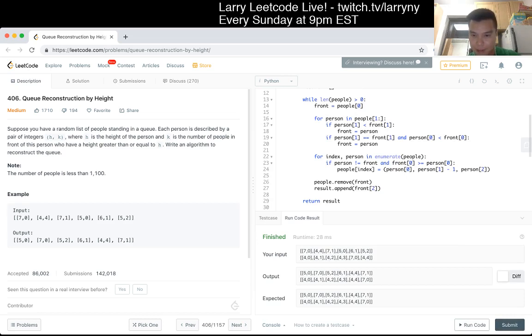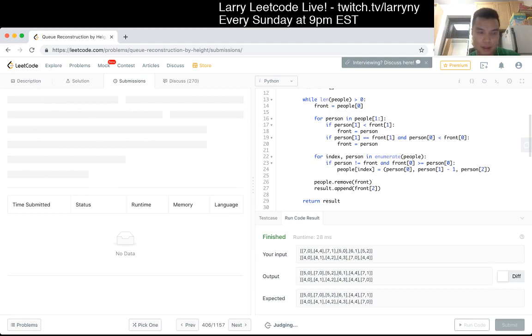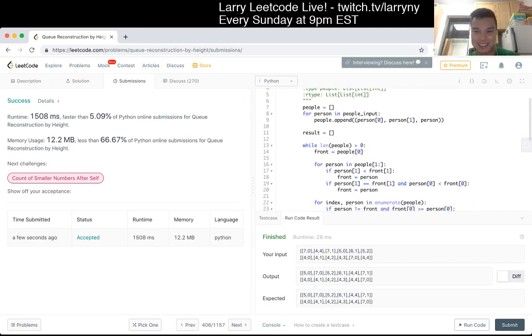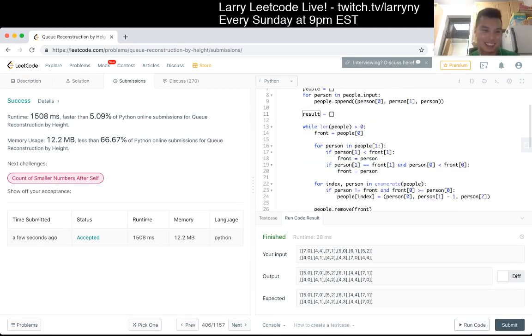Yeah, okay. I'm going to submit. Okay, cool. Slow. Probably too much removing and playing around with it. I'm lazy, it's fine. Cool.